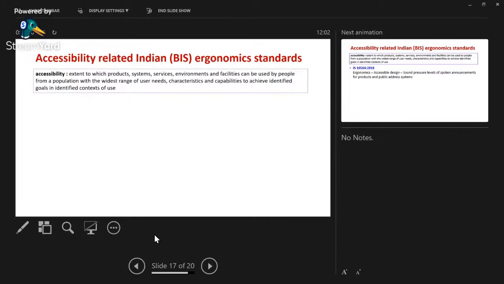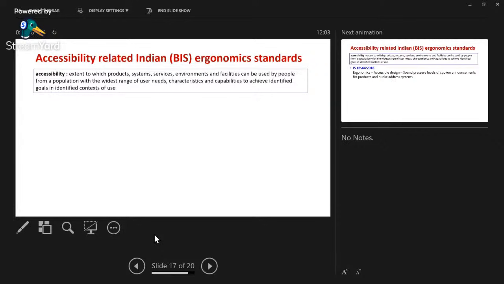Quick definition of accessibility: it is the extent to which products, systems, services, environments, and facilities can be used by people from a population with the widest range of user needs, characteristics, and capabilities to achieve identified goals in identified contexts of use. Not everybody under every situation. By people, identified goals, in context of use.